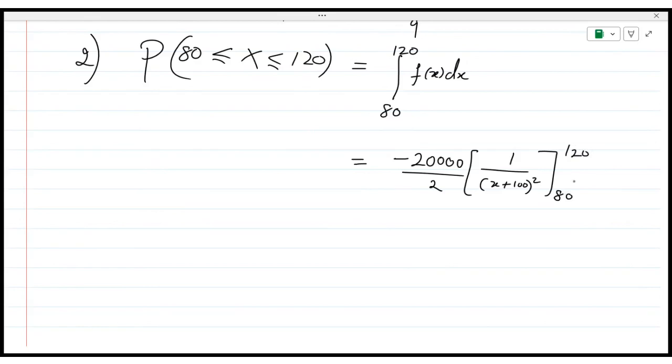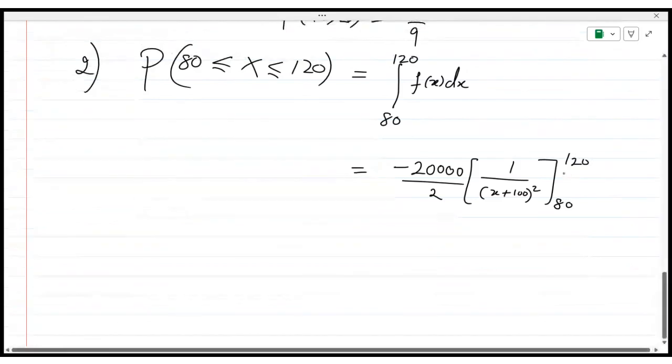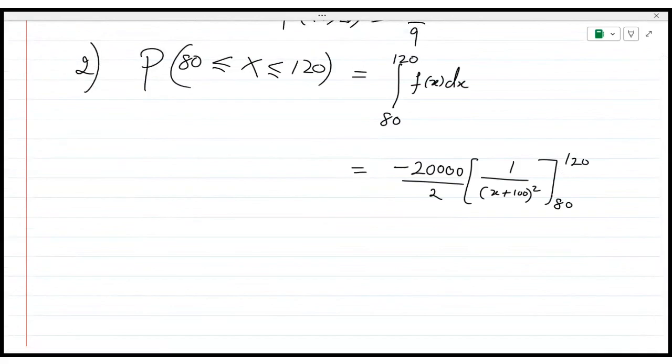So is this clear to all what I have done? Because the integration is the same, na? Yes. The same function is there, so the same answer will be there. Only limits are different. So now we need to put the different limits. Okay.